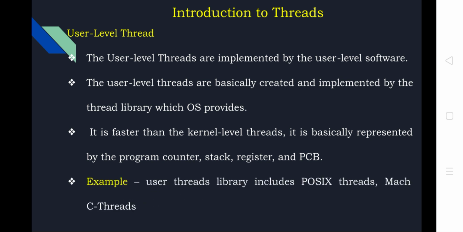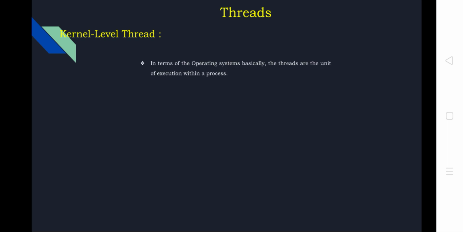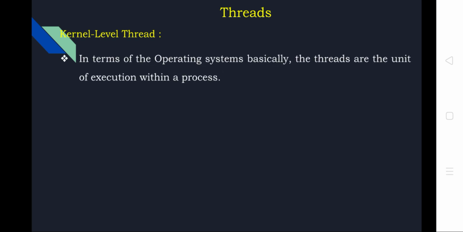And then we have some examples here. User thread libraries include POSIX threads, Mach C threads, etc. And let us see what a kernel thread is. The kernel means the core of the operating system. The center of the OS is the kernel, and it has some threads to do the system level processes. They are called kernel level threads.